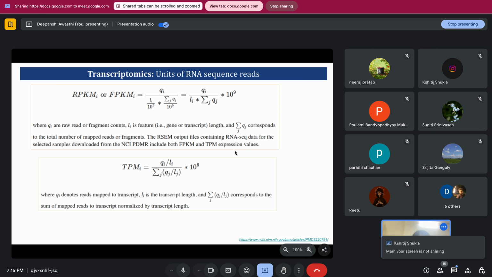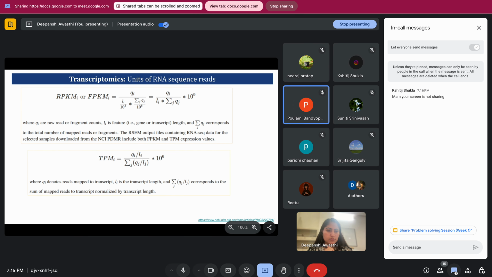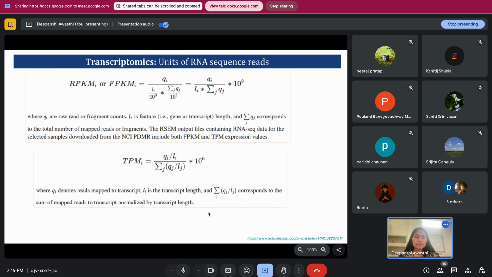Okay, my screen is not visible. Can someone confirm? Is my screen visible? Okay, somebody says it is visible, ma'am. Okay, somebody is saying that my screen is not shared. I think you should connect again if my screen is not visible to you.